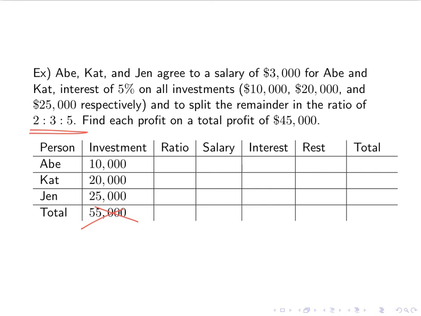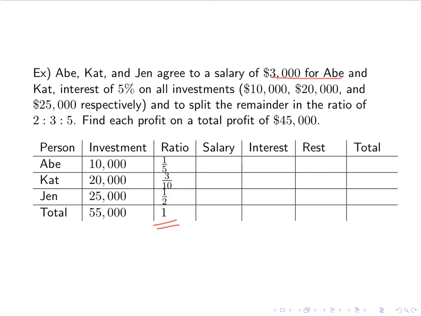So for Abe, his ratio is 2 to the total, and the total ratio is 2 plus 3 plus 5, which is 10. So Abe's ratio is 2 to 10, which is 1/5. Kat's is 3 to 10, and Jen's is 5 to 10, which is 1/2. So again, I'm going to simplify those fractions: 1 over 5, 3 over 10, 1 over 2. Add them up, make sure you're getting 1. Okay. Now after that, I go into what are they actually getting.